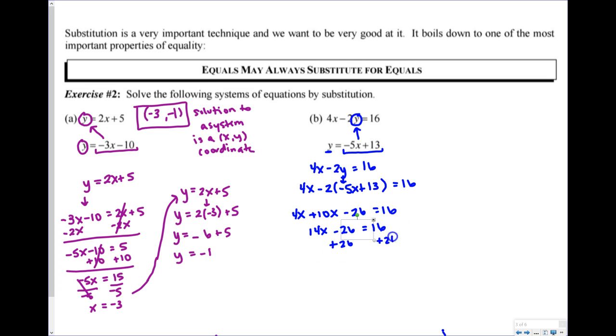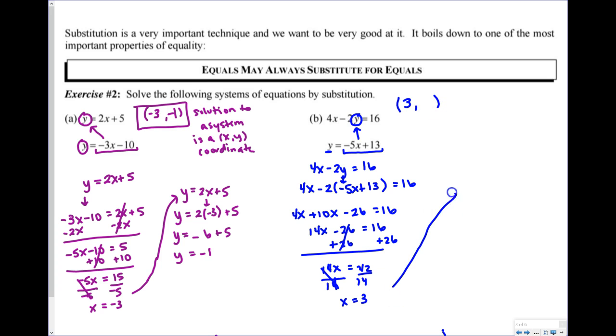Add 26 to both sides. And I get 14x equals 42. Divide both sides by 14. And I get that x equals 3. So I have the first part of my solution of my coordinate, which is 3.